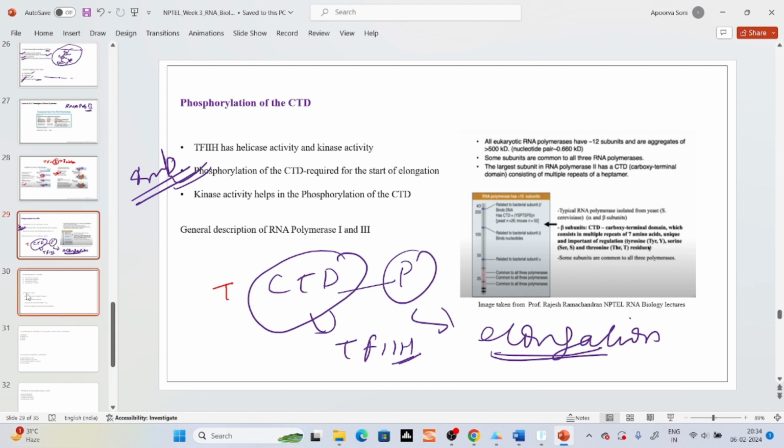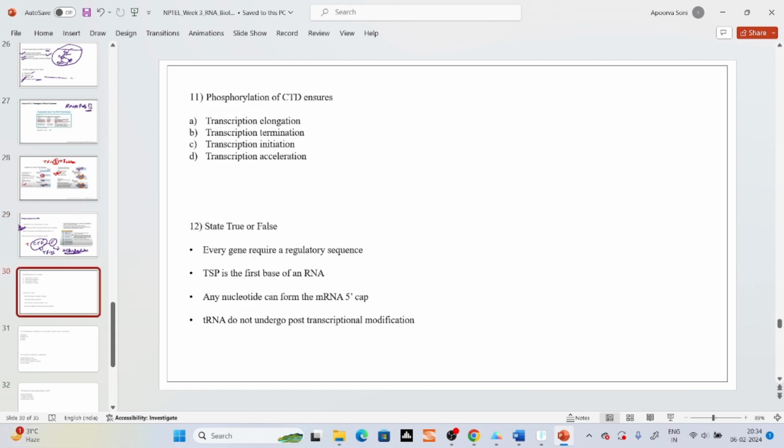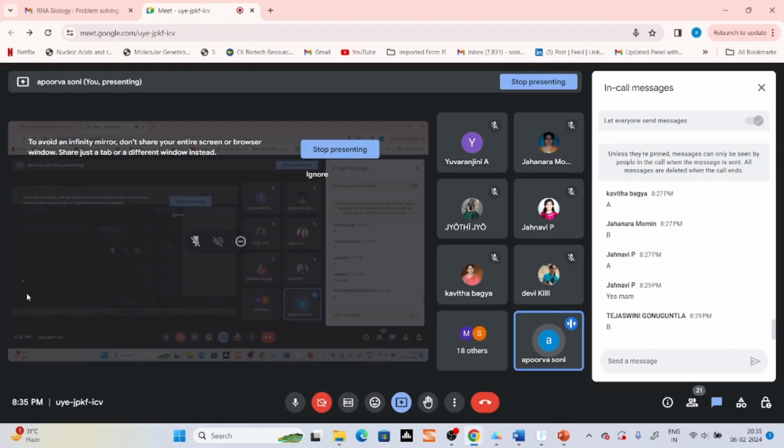Okay, now we'll see some questions. Phosphorylation of the carboxyl terminal domain ensures what? Elongation, termination, initiation or acceleration. Just now we have studied about it. Tell me. Phosphorylation of the carboxyl terminal domain ensures elongation, termination, initiation or acceleration. What is the answer? I want answers.